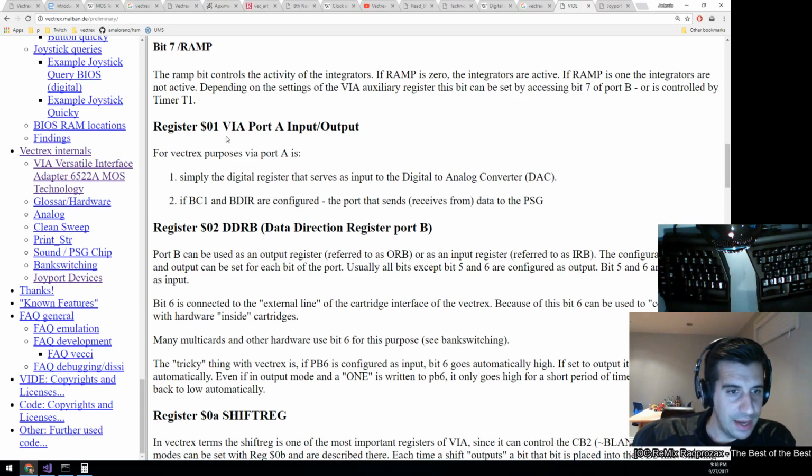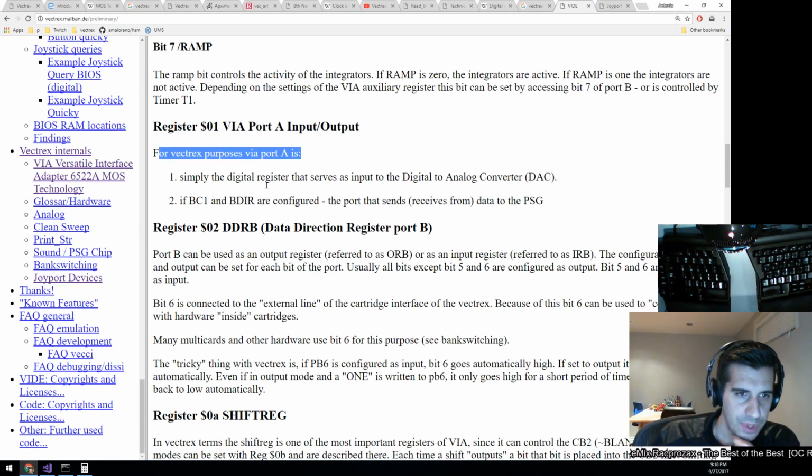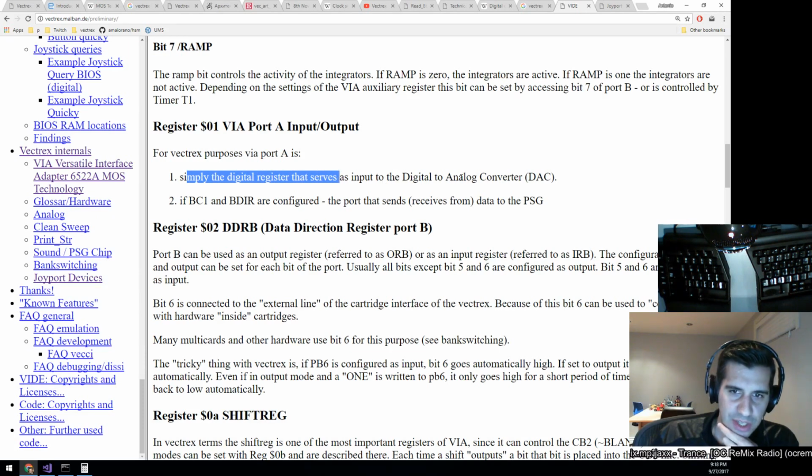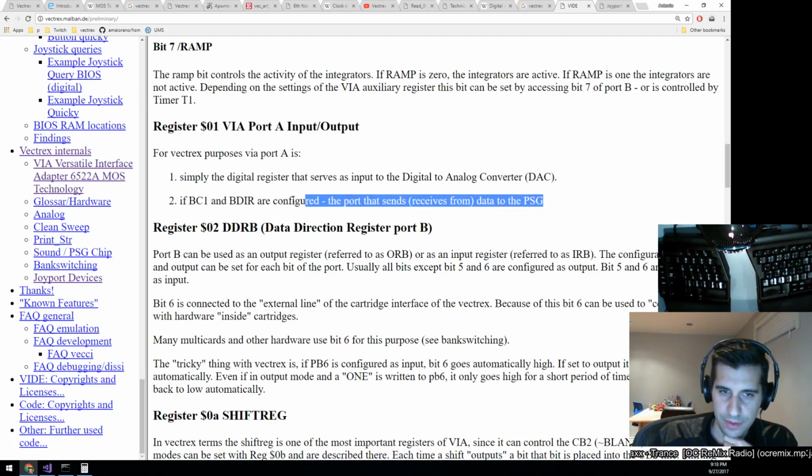All right, so then he goes here into, what is this? All right, port A, register 1, the VIA port A. He says it's simply the digital register that serves as input to the digital to analog converter, the DAC. If BC1 and BDIR are configured, the port sends and receives data to and from the PSG. So we know that.